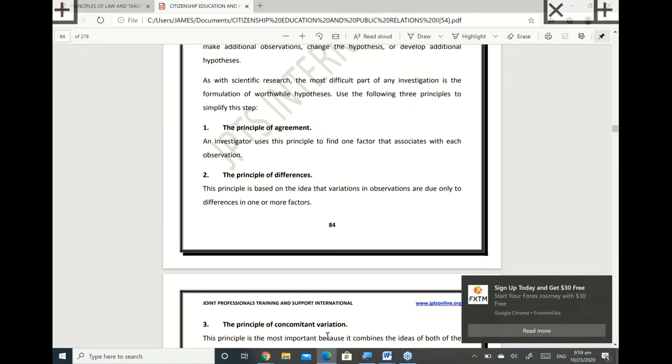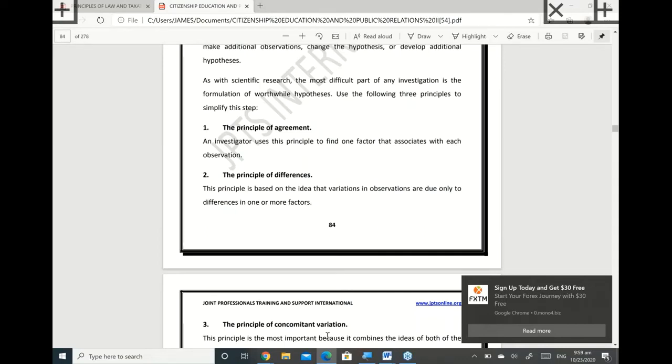The following three principles simplify this. Three steps. Number one, the principle of agreement. An investigator uses the principle to find one factor that associates with each observation. Do I agree with what he or she said, or do I not agree? So that's the principle of agreement.